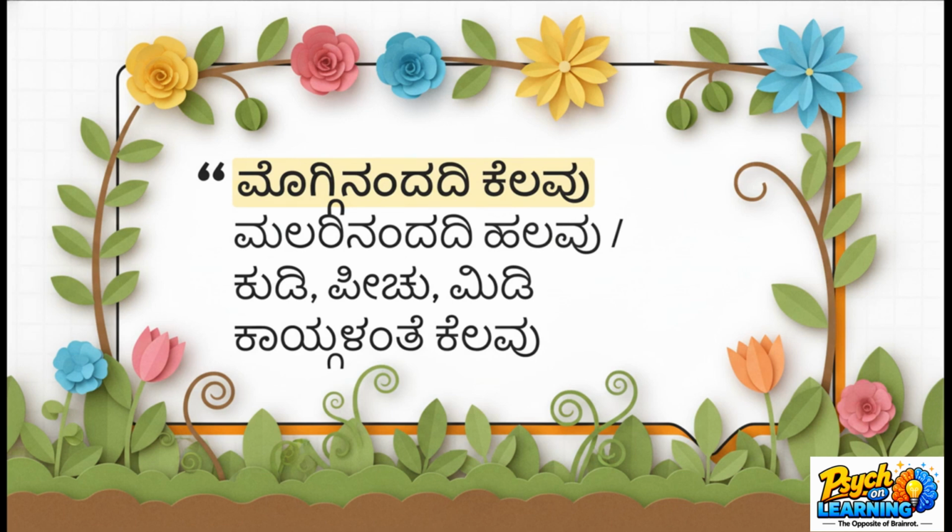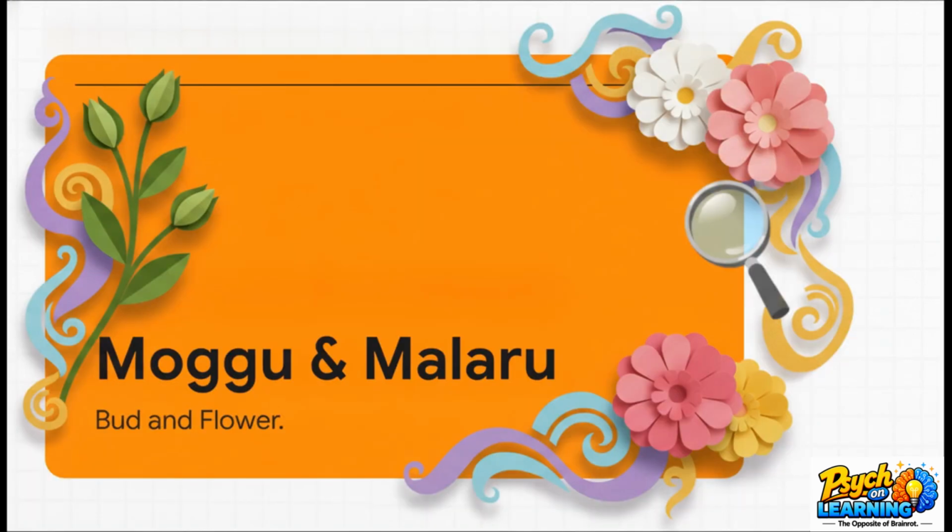Mugginandade kelu, mullarinandade helu, kuri pichu miri kaigalande kelavu. This translates to, some letters are like buds, some like bloomed flowers, some like shoots or tiny fruits. When you look at any garden, the plants are all at different stages, right? Some are tiny little buds, others are wide open flowers. The poet is showing us that different letters have their own unique shapes, just like the different parts of a growing plant. Let's grab two beautiful nature words from those lines.